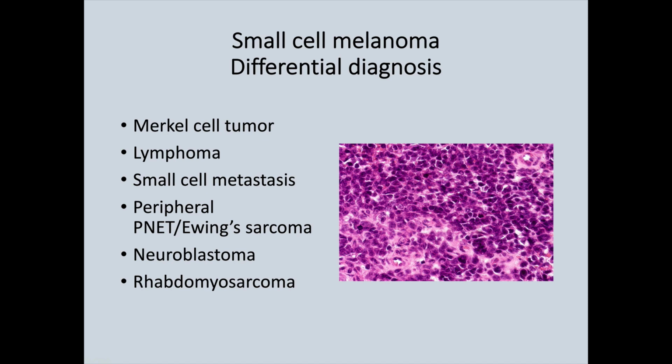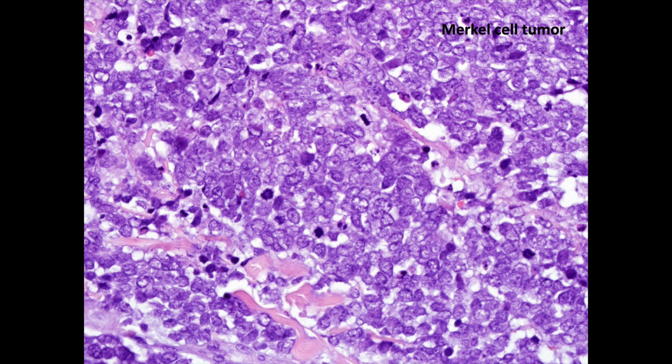So small cell melanoma, as I've mentioned, the importance really is in its differential diagnosis, and the tumors that it can easily be confused with include Merkel cell tumor, lymphoma. It's important not to forget about small cell metastases, say, for example, from the bronchus. It can be confused with primary cutaneous PNET or Ewing sarcoma, primary cutaneous neuroblastoma, and even rhabdomyosarcoma. And I have a few examples here just to show you.